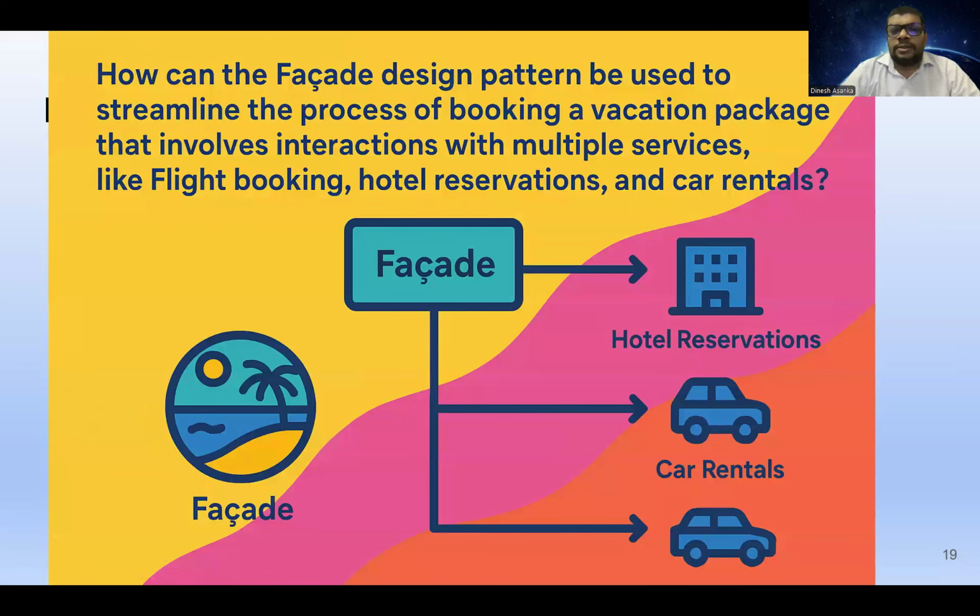Okay. So this is what we discussed last week. Remember the scenario: how can a facade design pattern be used to streamline the process of booking a vacation package that involves interaction with multiple services: flight booking, hotel reservation, and car rental. For some reason, the flight booking part hasn't come off nicely. So just imagine this is the flight booking part. So in facade, what it does is it combines all these three different services into one platform.